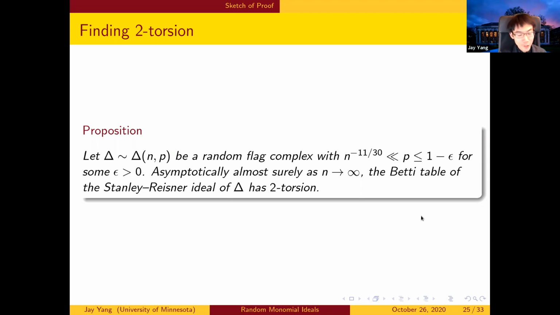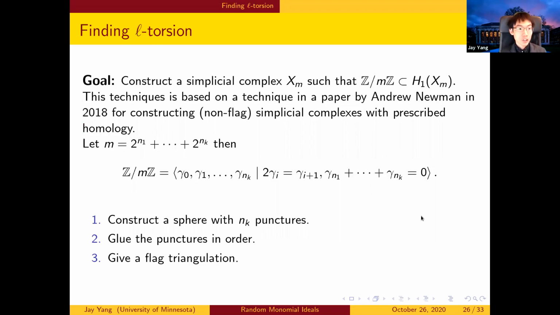Right. In fact, let's try to find any torsion. So the goal here is we're going to construct a simplicial complex that has in its homology some prescribed torsion group. And I should really say this is homology over Z.